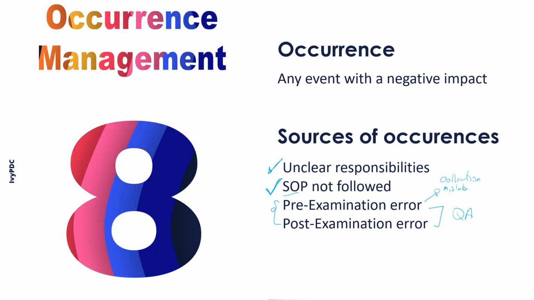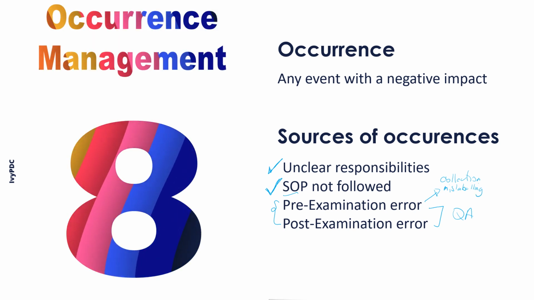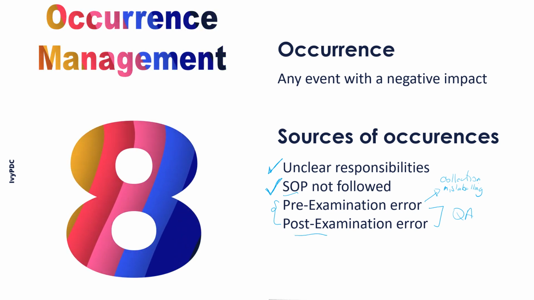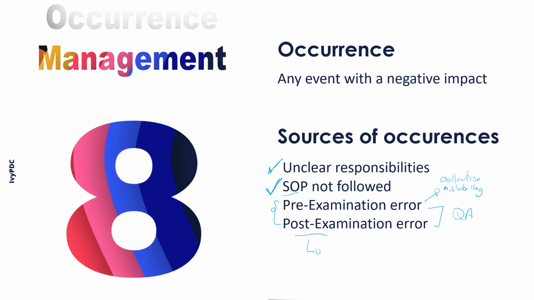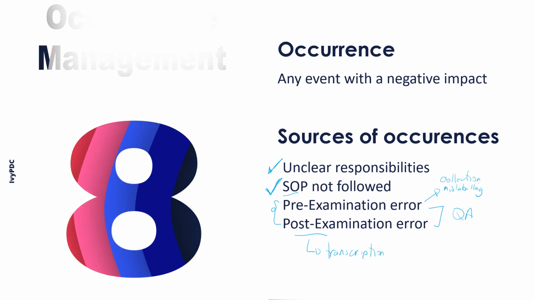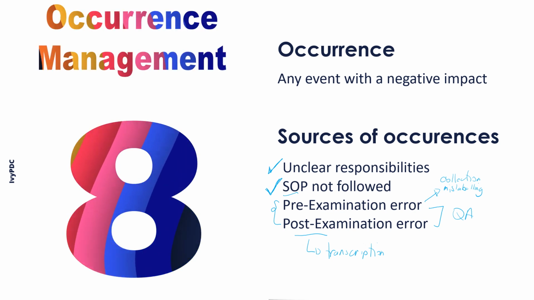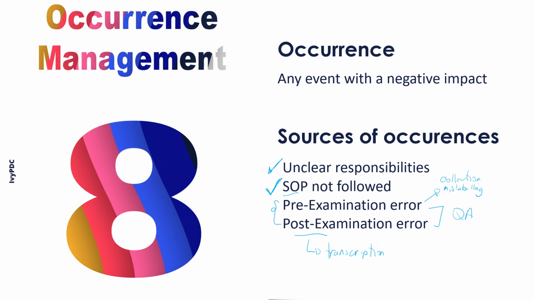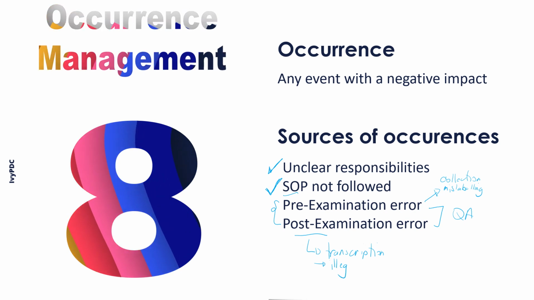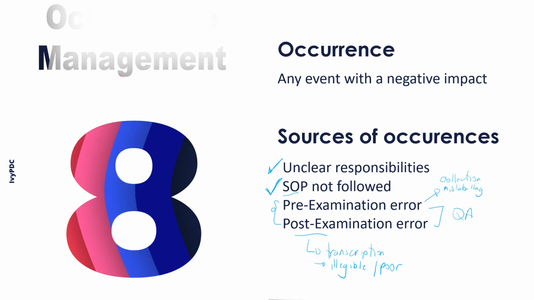Another pre-examination error would be mislabeling. Okay, mislabeling of your samples. Maybe you wrote the wrong patient, or maybe you wrote the wrong test on the tubes that needs to be tested. Examples of post-examination error would be, let's say, transcription error. Okay, maybe you did not write the correct numbers or did not write the correct patient name on the result form. It's also possible that it's because of illegible handwriting. So your handwriting is poor, and that can lead to error as well.